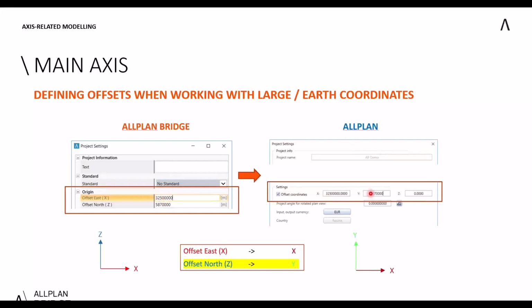They are not automatically transferred when you import the model from Allplan on purpose. We do not want to override the offset values if you have some there, because they will disturb your project. So you need to just take care that you have the same defined, and then also take care that the Z value in Allplan Bridge corresponds to the Y value in Allplan. Yeah, so that's what I wanted to comment about using big coordinates.